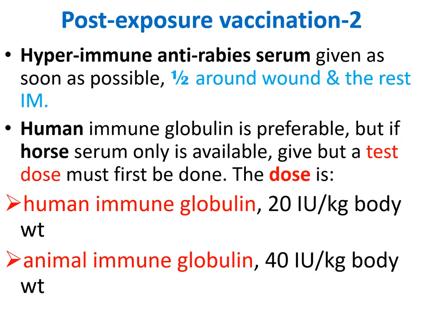Post-exposure: hyperimmune anti-rabies serum is given as soon as possible, half around the wound and the rest intramuscularly. Human immune globulin is preferable, but if only horse serum is available, give it, but a test dose must first be done. The dose is human immune globulin 20 international units per kilogram body weight, and animal immune globulin 40 international units per kilogram body weight.